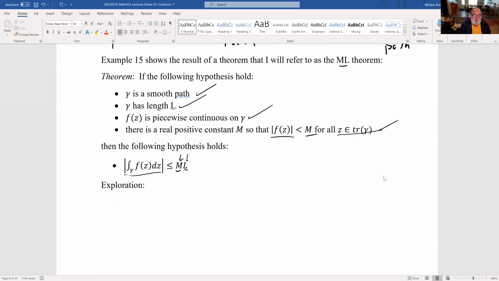So why do we need these conditions? Those are all conditions just saying that all my derivatives and integrals exist, right? Gamma is smooth, so it's got a derivative. Gamma has a length, and f can be integrated because it's piecewise continuous. And then this is sort of the interesting thing. So why is this true?